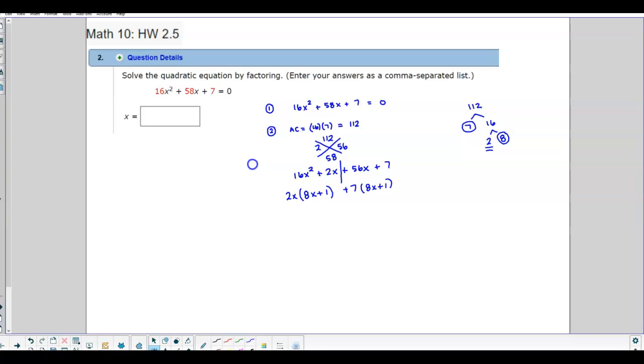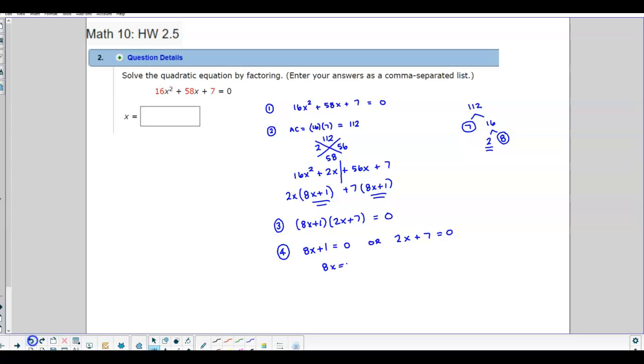And so therefore, this is now our factor. We have 8x plus 1 that we can factor out, and then what's left is 2x plus 7. And now we're going to set that equal to 0. In step 4, we're going to set both of them equal to 0 by using the zero product rule. So we have 8x plus 1 equal to 0, or 2x plus 7 equal to 0.